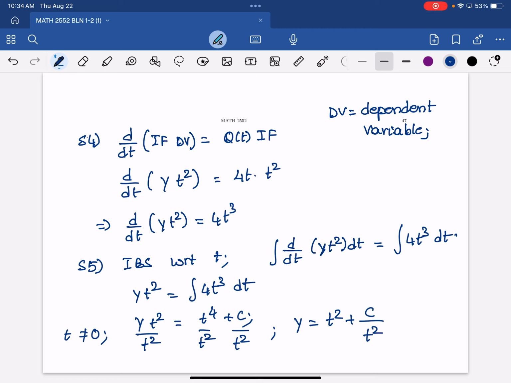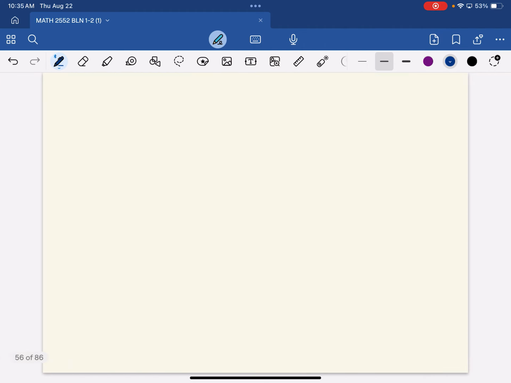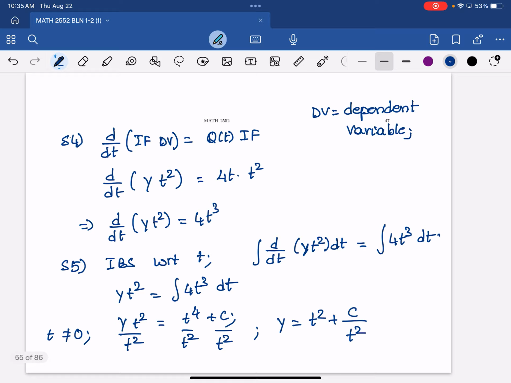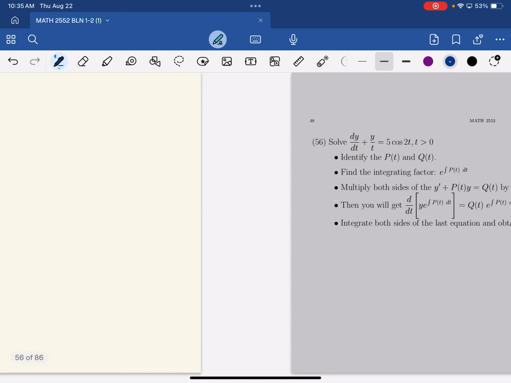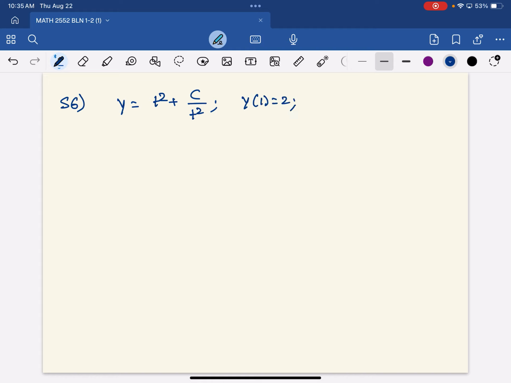So that's how you do it on the test. Okay, this is again a first order linear differential equation. You get one arbitrary constant c, so you have infinitely many solutions. Now step 6: I have an initial value. Recall my solution is t squared plus c over t squared. And my initial value was what? Y of 1 is 2, right? So substitute t equals 1 and y equals 2. That gives me 2 equals 1 plus c. So c equals 1. So my y is going to be t squared plus 1 over t squared. Is that clear? Are you all okay with that?